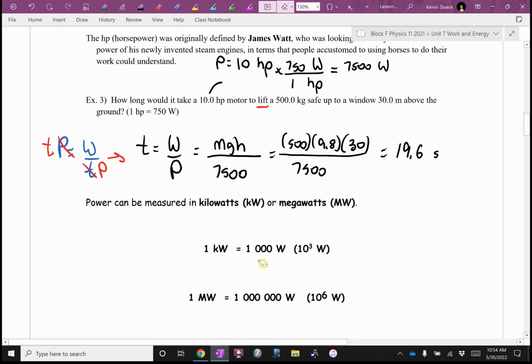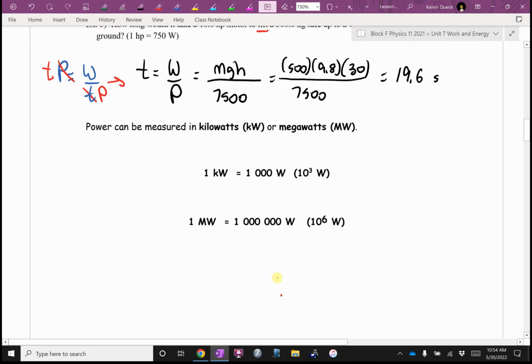So 1 kilowatt is 1,000 joules. You times it by 1,000, or if it's in kilowatts, divide by 1,000. Megawatt, times by 1,000,000. Turn the page.